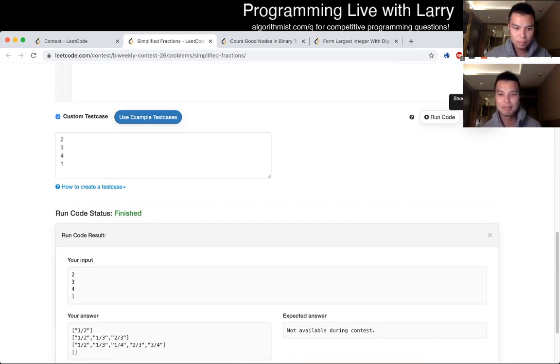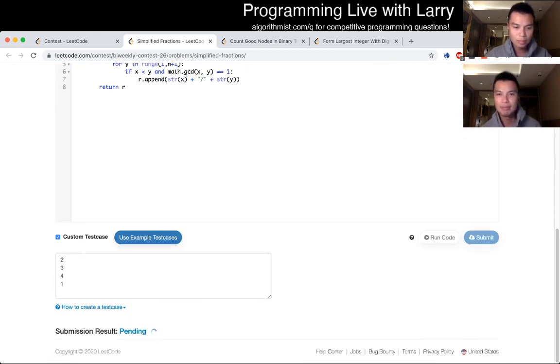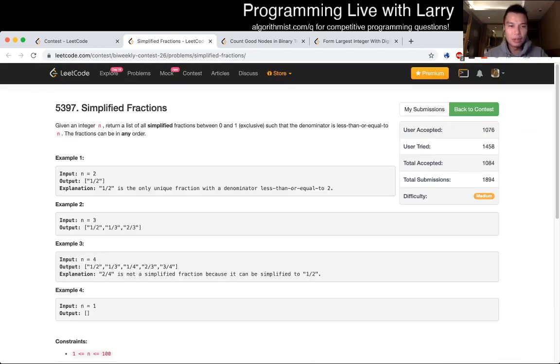Q2. Whew. Simplified fractions. So basically, you're given a numerator and denominator for this one, and it's only simplified if the GCD is equal to 1, meaning that the greatest common divisor between the numerator and the denominator is 1.